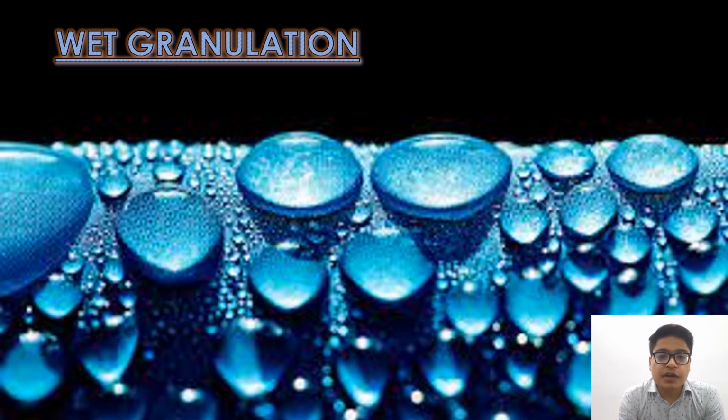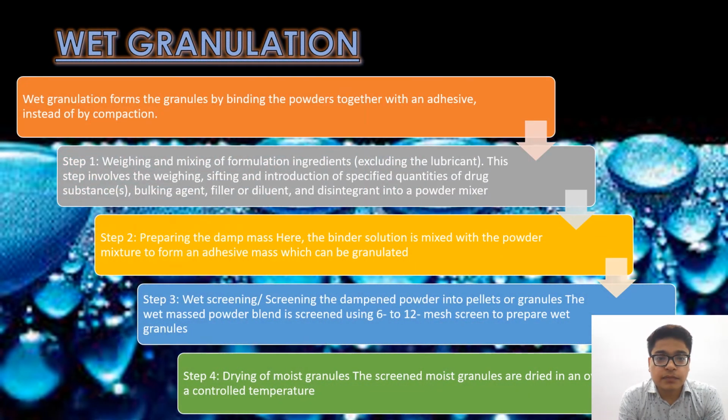Now we talk about wet granulation. Wet granulation forms the granules by binding the powder together with an adhesive instead of by compaction. From the name we understand there's something liquid, something aqueous we are adding so that the granules get bound. We are adding a binding agent.